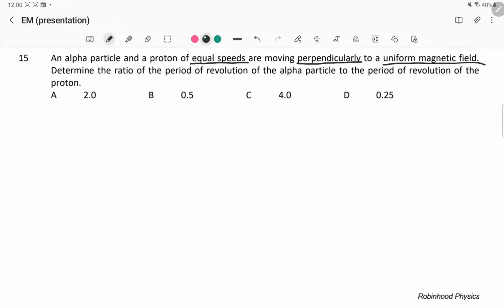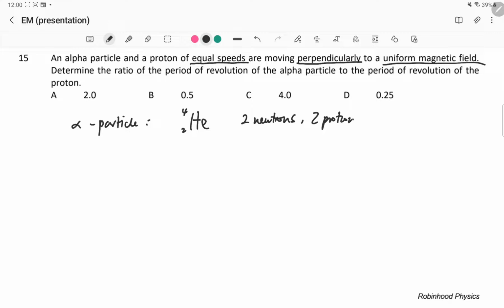Before we do that, let's understand what an alpha particle is. An alpha particle is simply a helium nucleus, without the electrons. So it's a 4 2 He, made up of 2 neutrons and 2 protons.